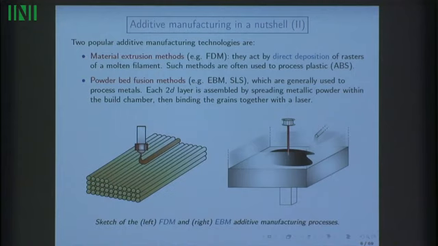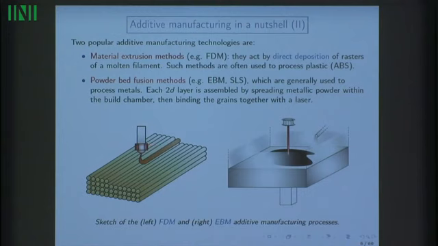Two very popular paradigms to produce these slices are, first, material extrusion methods. If you have seen a 3D printer once in your life, it is likely to be an FDM machine tool, which consists of a nozzle that will deposit a molten filament that will follow the contour of the 2D slice to be produced. So this is a small picture of it.